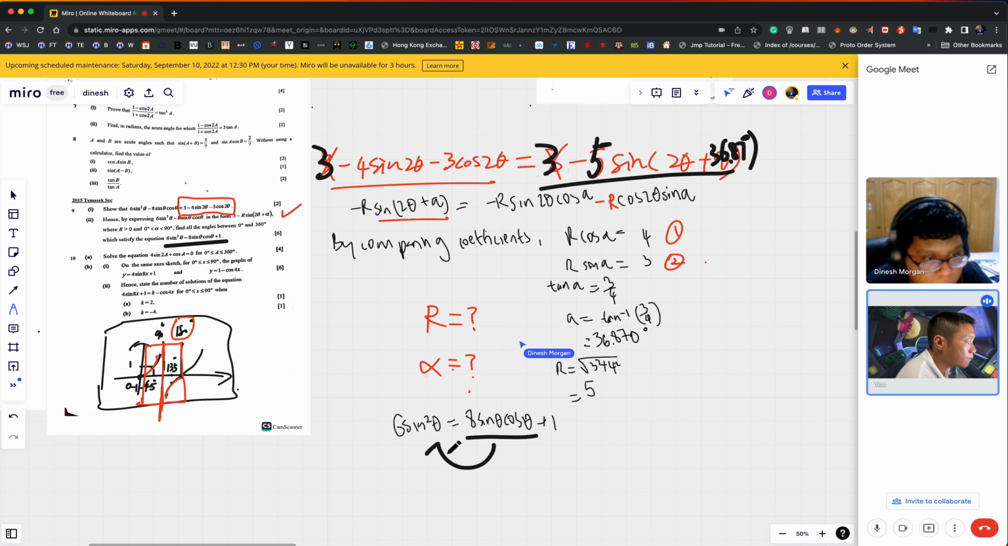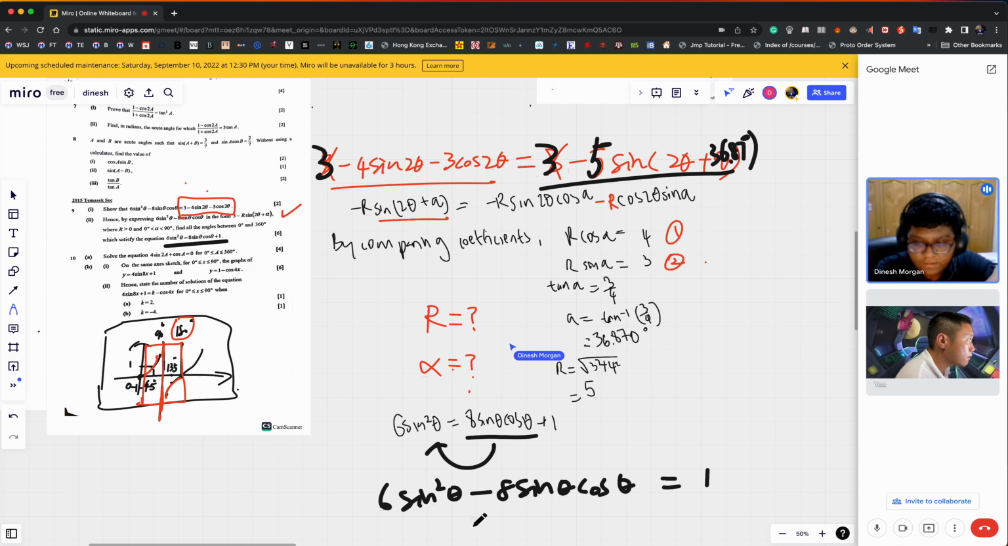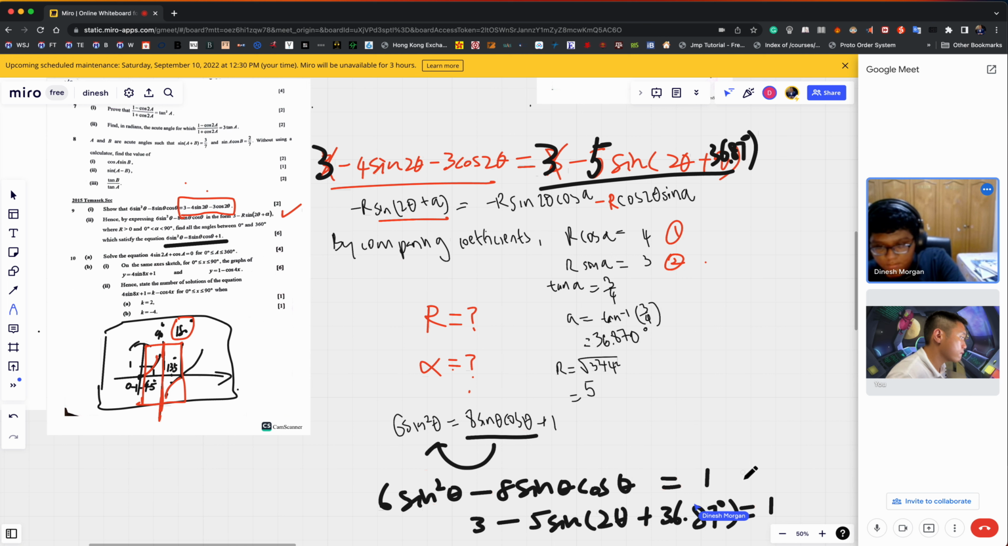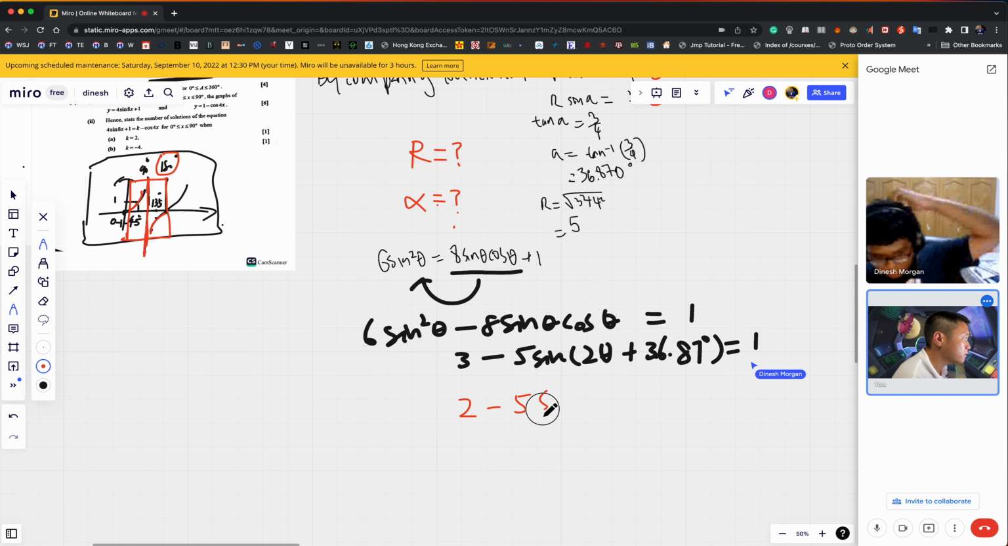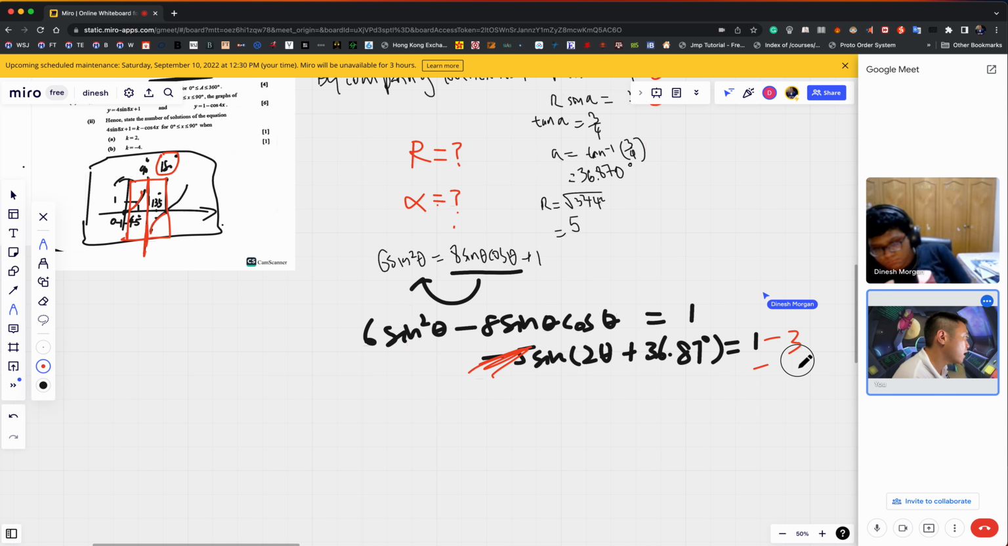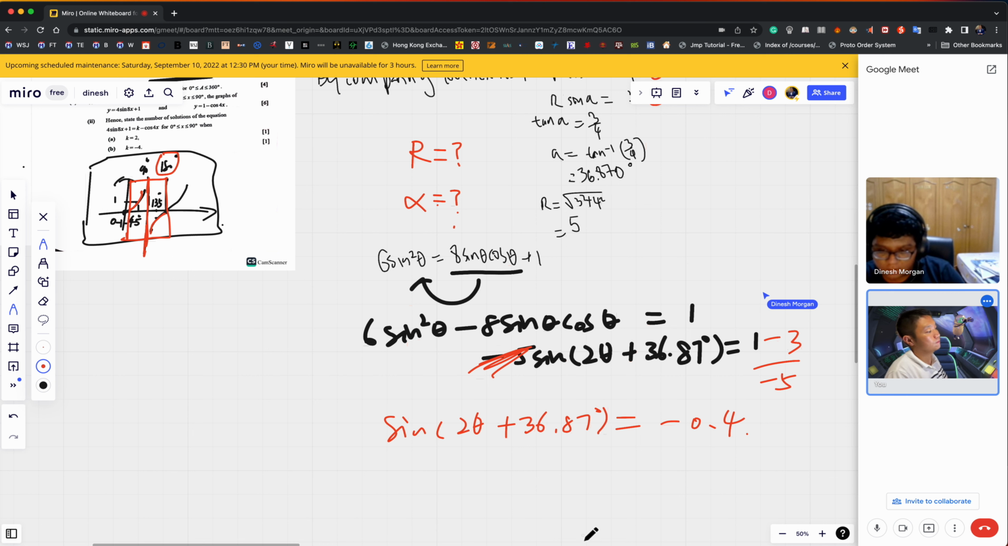Looks like you just bring this over and then you get this, which is 3 minus 5. Then you continue to solve it like how we solve it normally with calculator. You have to move the 1 over to the left, right? Or actually you don't need to move, you just get the 3 over and then divide by the negative 5. So it's sine of 2 theta plus 36.87 degrees is equal to negative 2 over negative 5, so it's 0.4, positive.